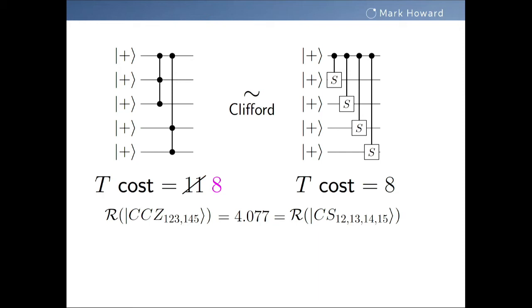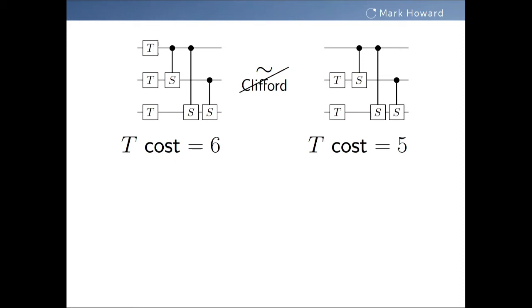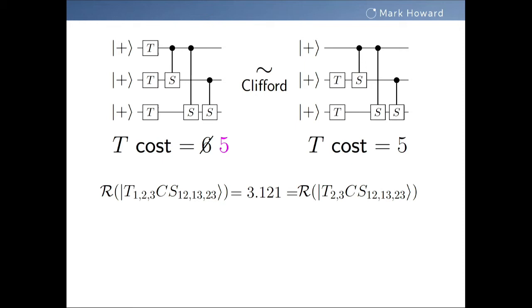Here's another one that's a little bit surprising. This takes T cost 6 to implement. This takes T cost 5. The only difference is this one has an extra T gate up here that's missing there. But the resource states are Clifford equivalent. So we can implement this using just 5 T gates. So we're getting this guy up here for free.